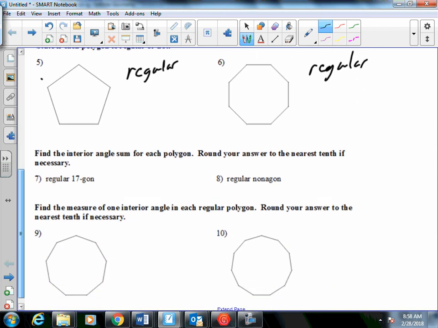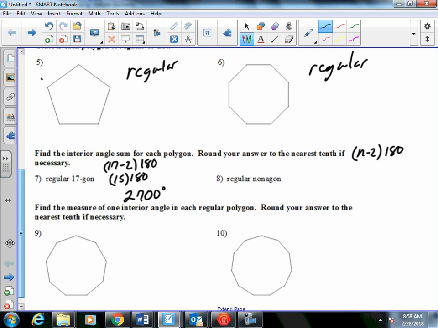All right, 7 and 8. Find the interior angle sum for each polygon. Round your answer to the nearest tenth if necessary. All right, so interior angle sum. The formula is n minus 2 times 180. So 17 minus 2 times 180, or 15 times 180, would be 2,700 degrees.